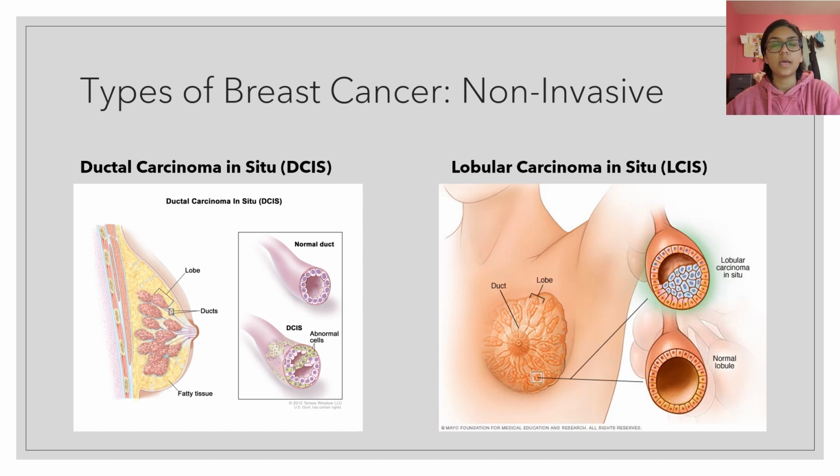DCIS is when the abnormal cell growth is in the milk ducts and has not spread beyond them. This is an early stage and it is highly treatable. Whereas LCIS is in the lobules and isn't considered cancer itself, but it does increase the risk of developing invasive cancer later on.